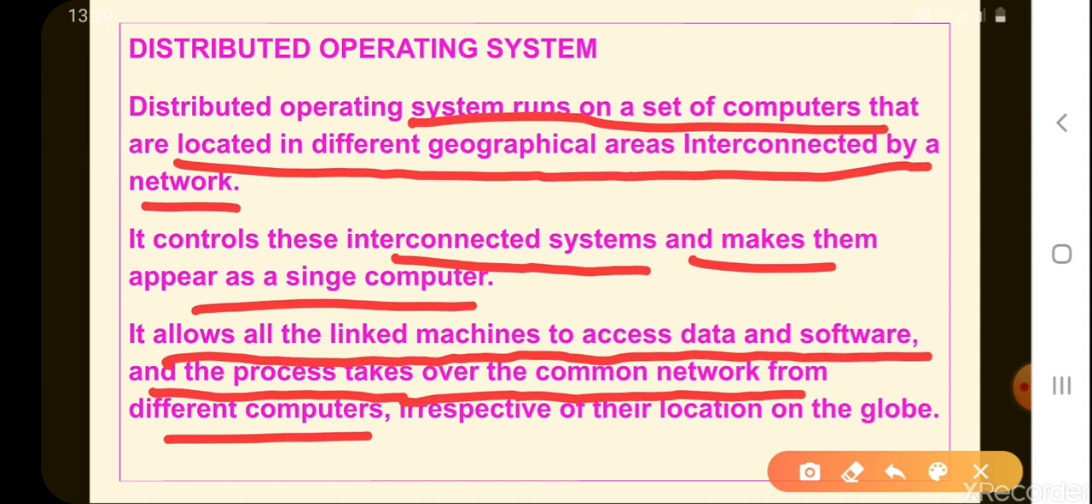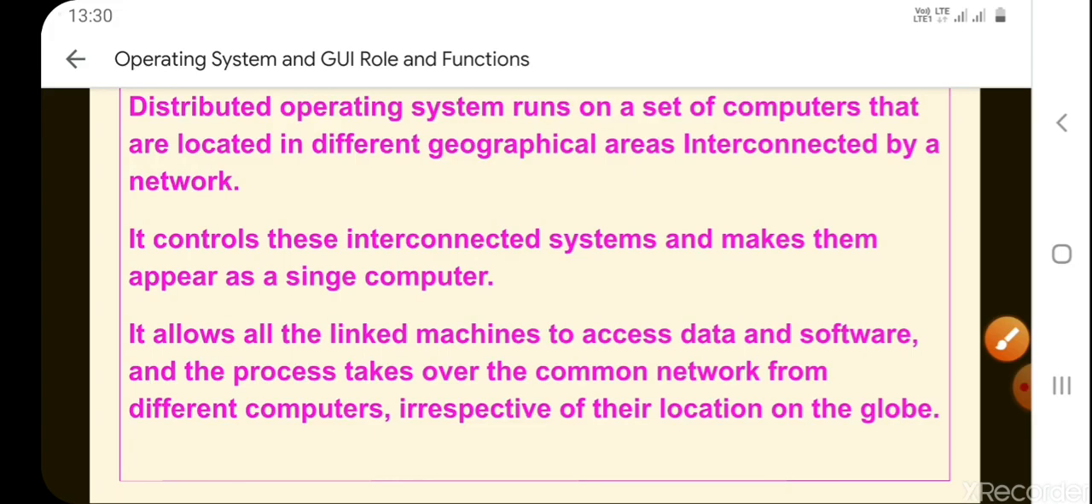Suppose we talk about Google. The Google servers are located around the world in different locations, but they are using a distributed operating system, which makes the user feel like they can access all these computers located in different locations by using the Google search options. Why is this made possible? It is made possible with the help of the distributed operating system.